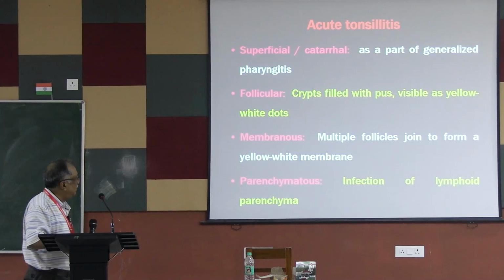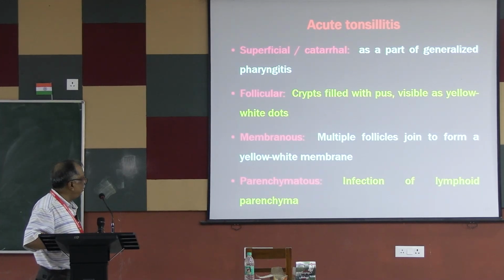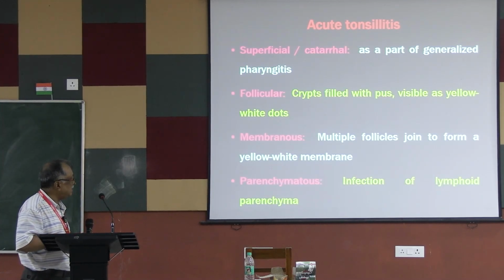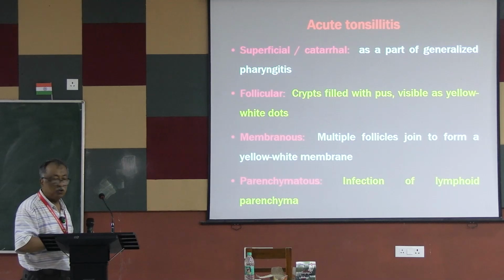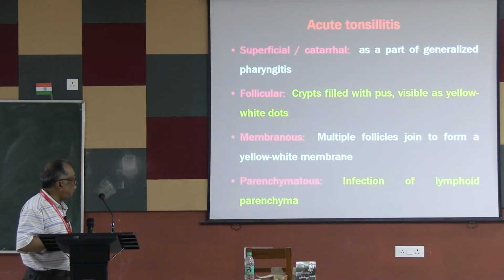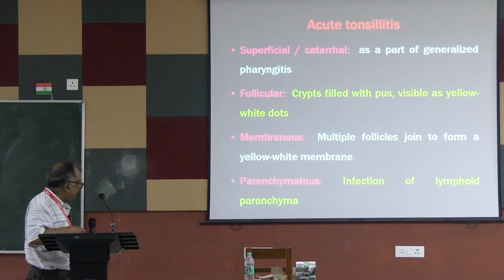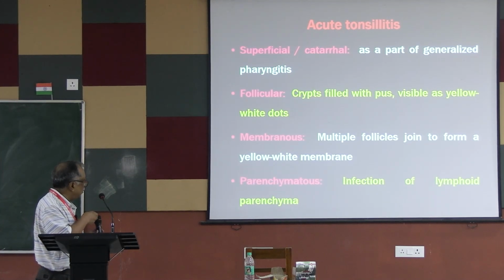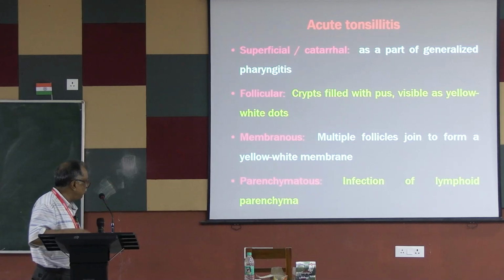The follicular, how you will recognize that follicular: the crypts filled with the pus visible as a yellow-white dot. Membranous: multiple follicles joined to form a yellow-white membrane. And there are so many differential diagnoses for the membranous tonsillitis. I will come to that part.